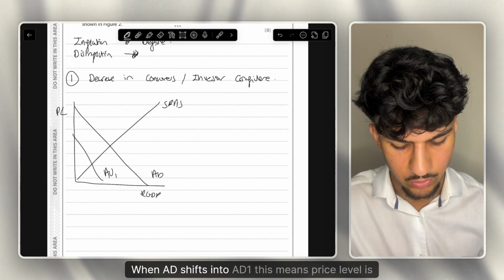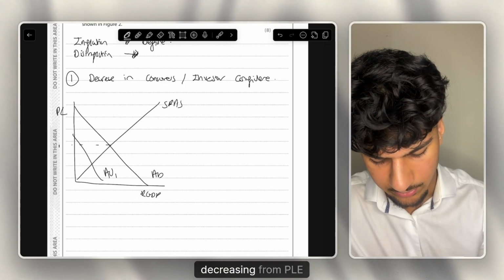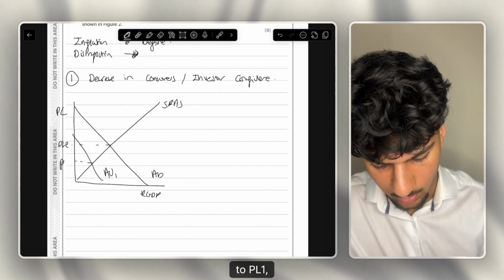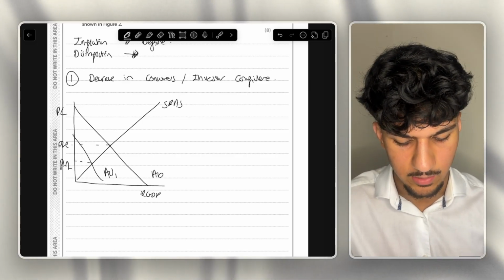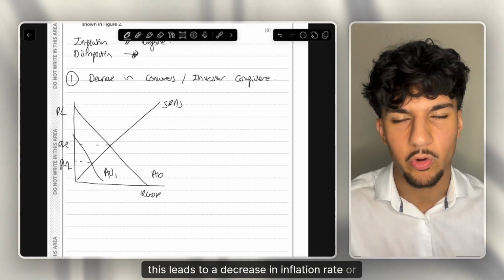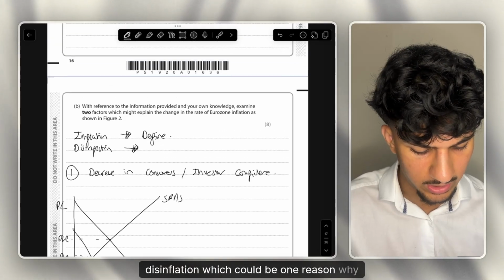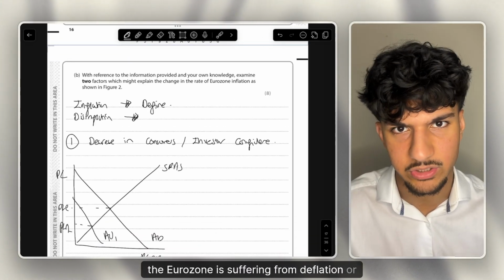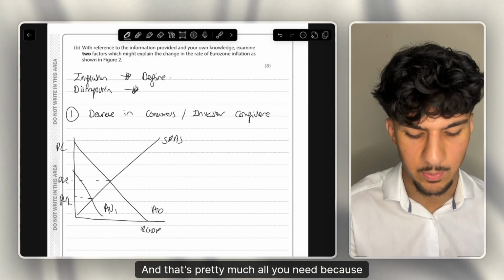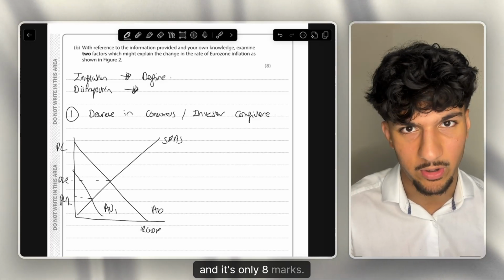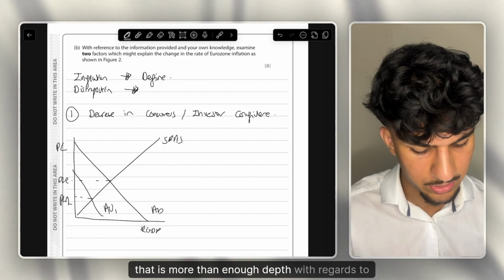And when AD shifts in to AD1, this means price level is decreasing from PLE to PL1, thus meaning that this leads to a decrease in inflation rate or disinflation, which could be one reason why the Eurozone is suffering from deflation or disinflation. And that's pretty much all you need, because remember, you're doing two different reasons here, and it's only 8 marks. That is more than enough depth with regards to that.